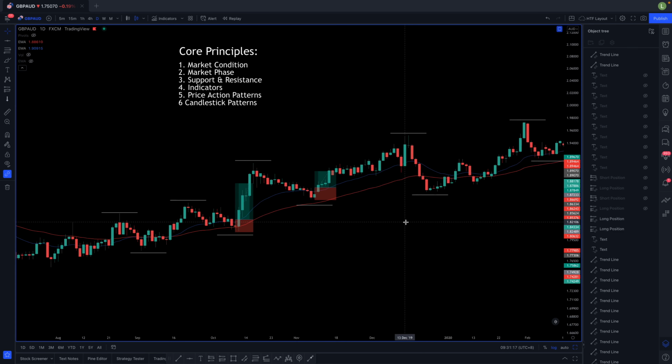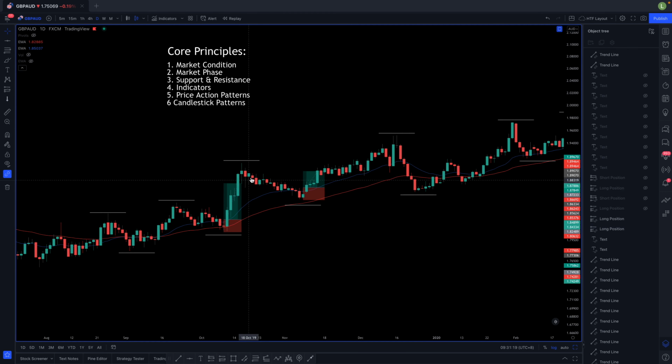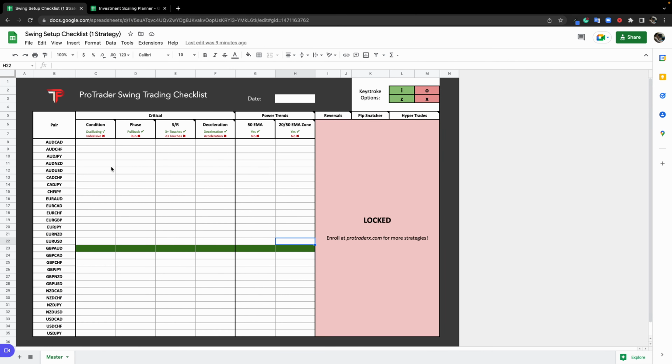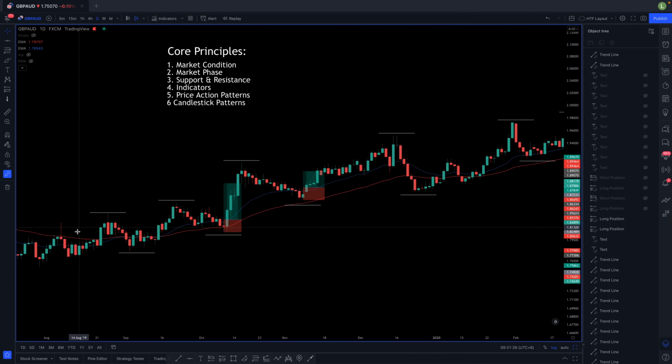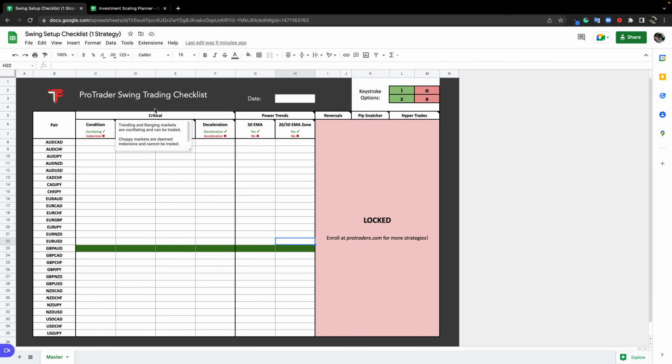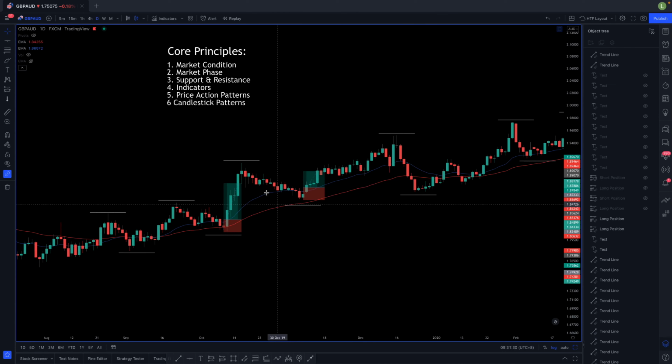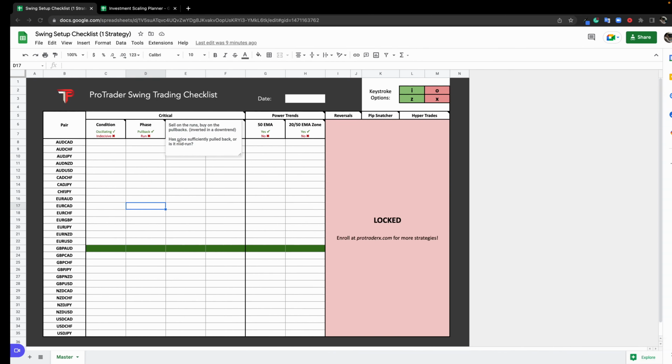Next position would have happened here. So again, what do we see? If this runs and pulls back here, let's consider condition, right? Market condition. We're still in this higher highs, higher lows forming. Next one here, phase. Was it in a pullback? Had a pullback? Yes, it pulled back here.